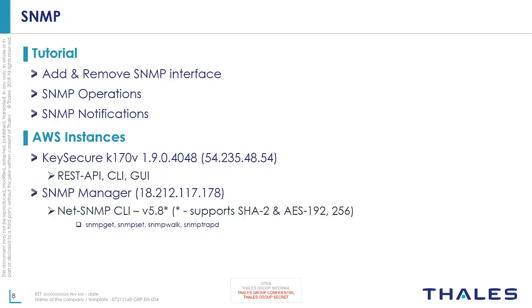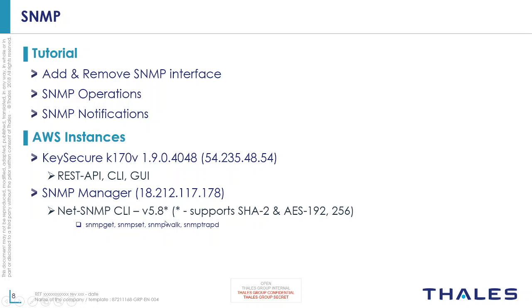In this tutorial, I am going to show you how to add and remove SNMP interface and configure SNMP to do SNMP operations and send notifications. I have two instances running on AWS, one with the KeySecure K170V version 190 and another one has NetSNMP CLI commands installed.